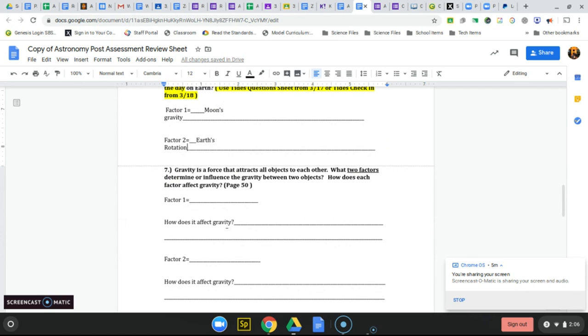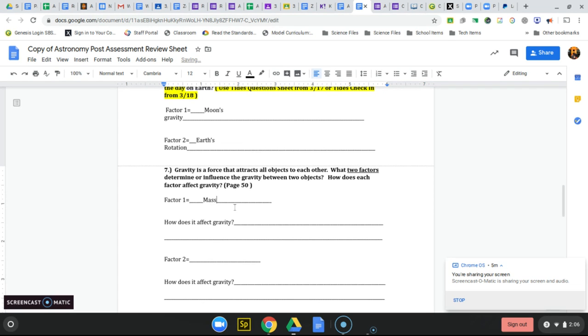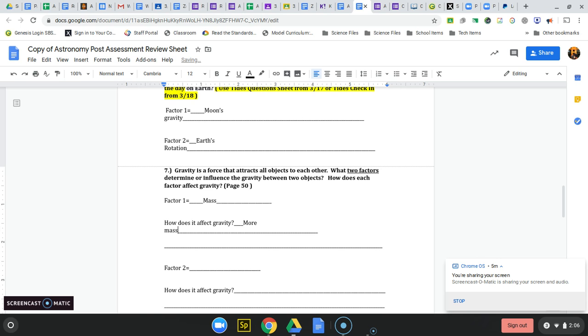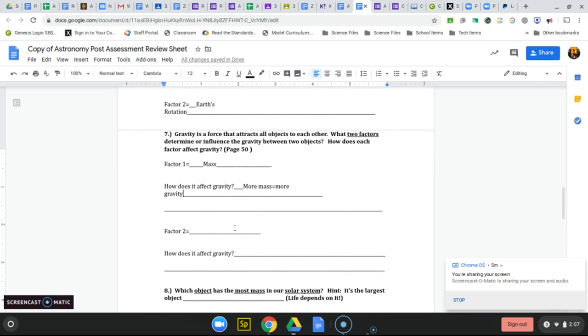Gravity is a force that attracts all objects. What two factors determine or influence the gravity between two objects? Well, you definitely have mass. And let's not use the word size. Mass is a better word. And how does it affect it? Well, more mass equals more gravity. Basically, the bigger you are, the more gravity you have.